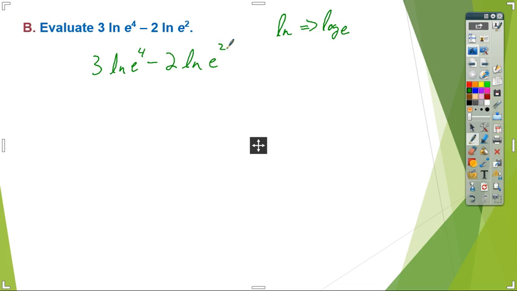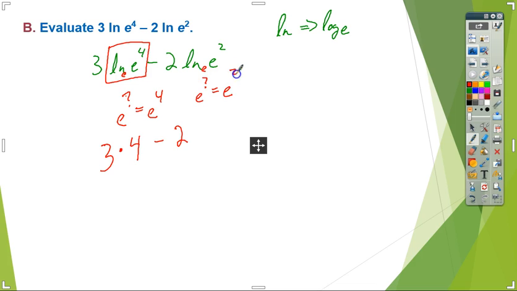So this part right here is saying, again, because my base here is e, e to what power is equal to e to the 4th? I'll give you a hint. 4, good job. All right, so 3 times 4, minus 2 times, oh, again, e to what power is equal to e squared? You got faster this time. Good. It's 2.